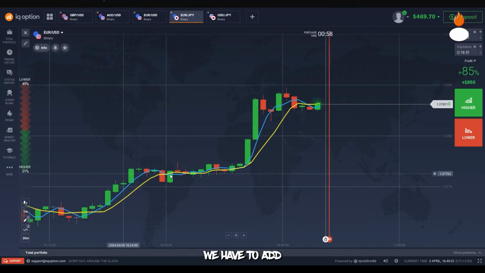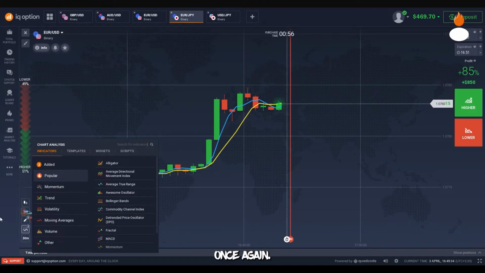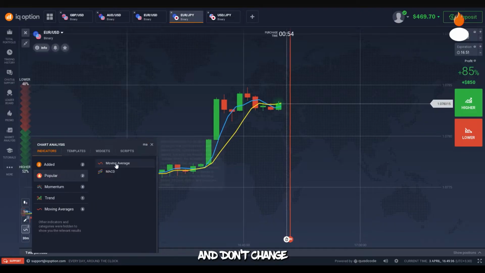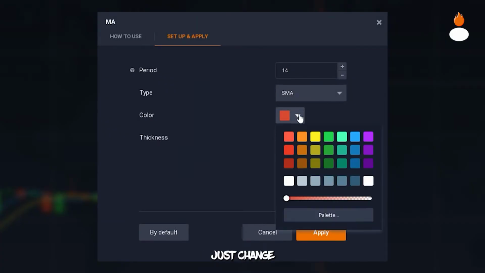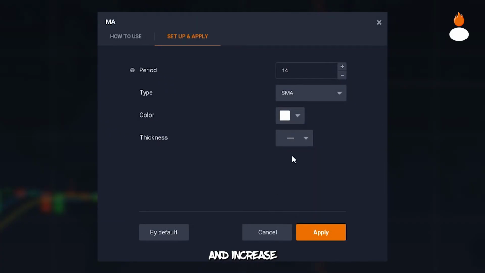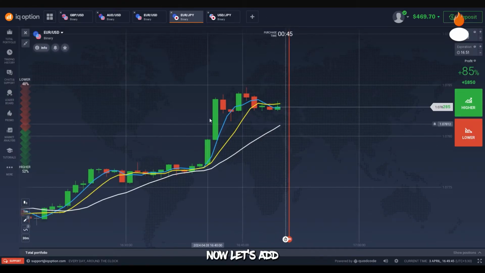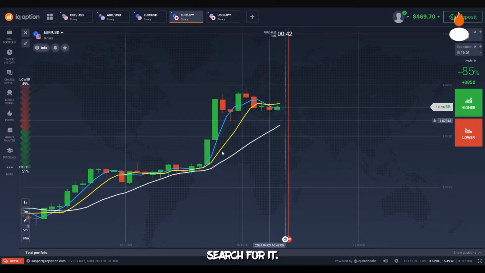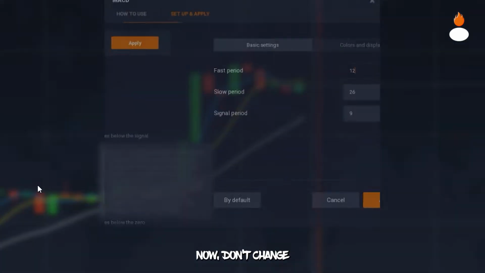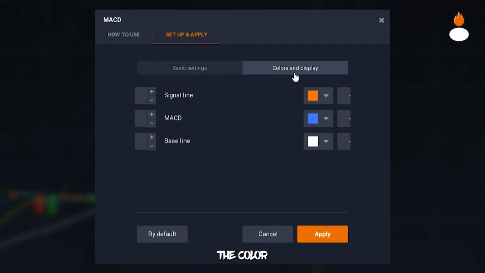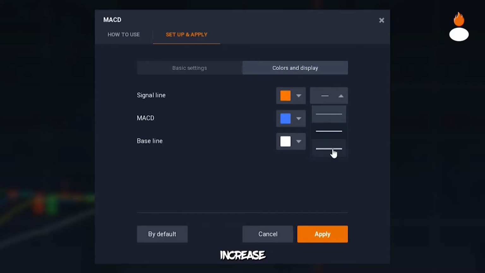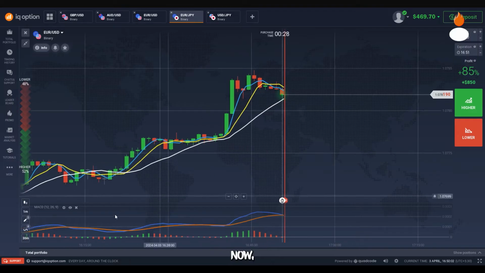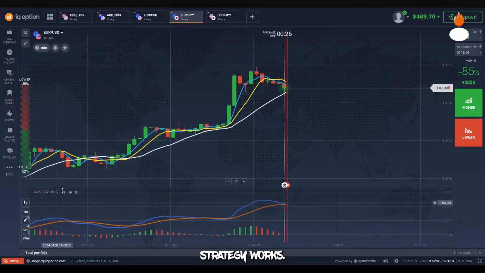Now, we have to add the moving average once again. Search for it, click on it, and don't change the period this time. Just change the color to white and increase the thickness a little bit. Click apply. Okay, now let's add the MACD indicator. Search for it, click on it. Now, don't change settings here. Just go to the color and display. Increase the thickness of yellow and blue lines here. Click apply. Now, let me explain how the strategy works.